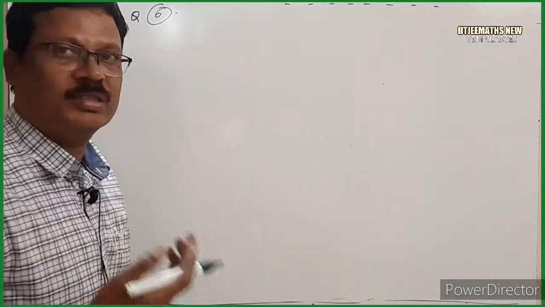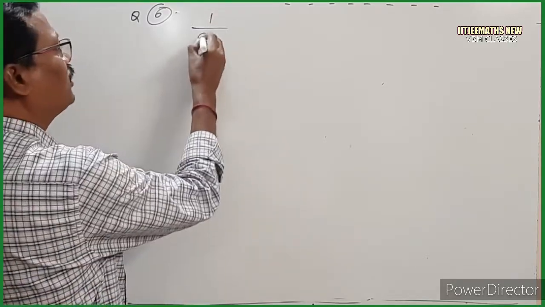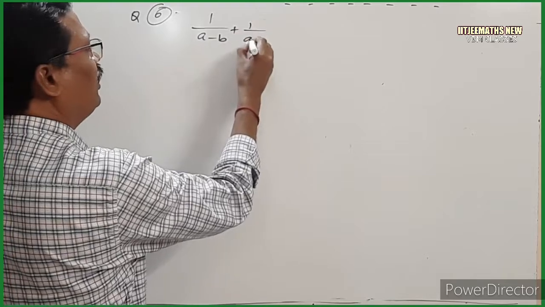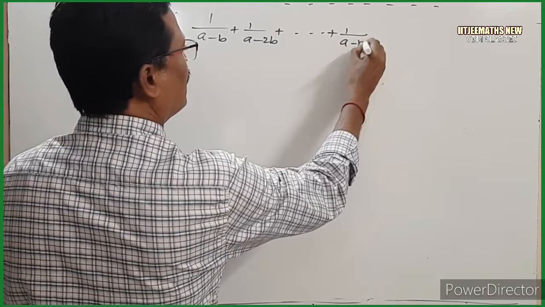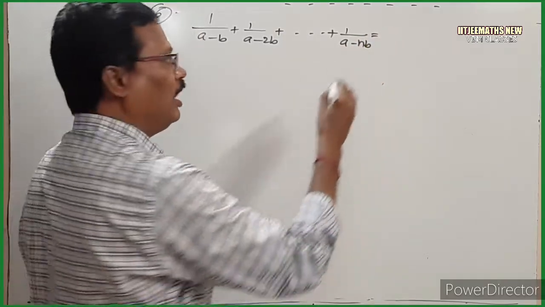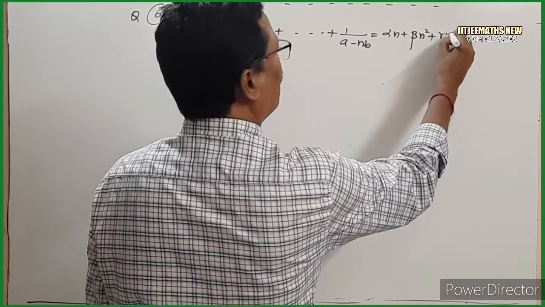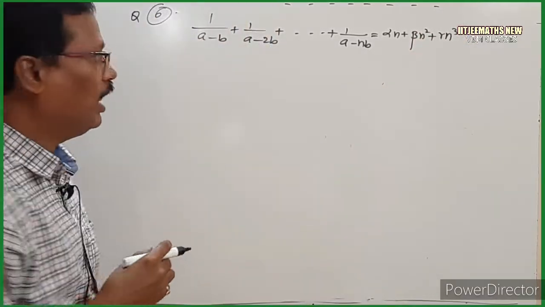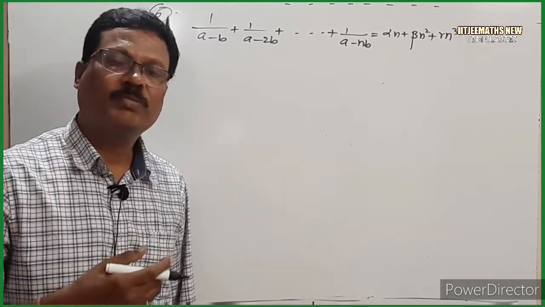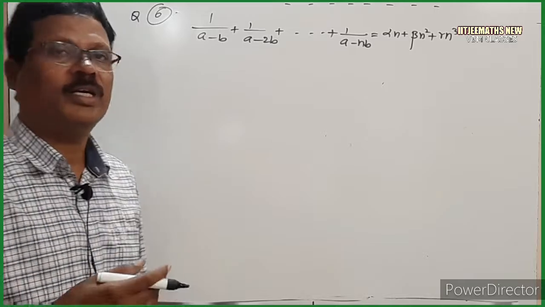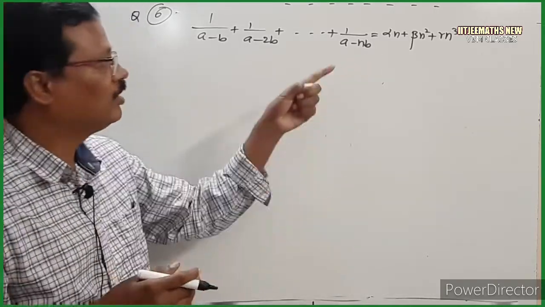This is not simple. If you see that question, what they are telling: 1 by (a minus b) plus 1 by (a minus 2b), go on like this, up to 1 by (a minus nb), is equal to alpha n plus beta n square plus gamma n cube. And a is larger than b such that the cube and higher powers of b by a may be neglected. Then what is the value of gamma they are asking?